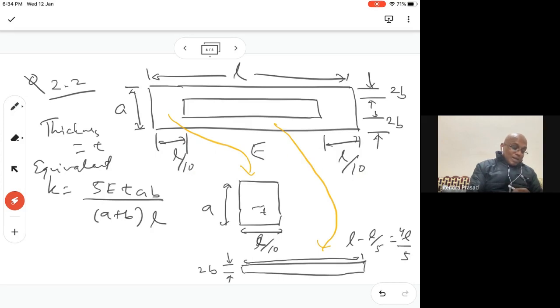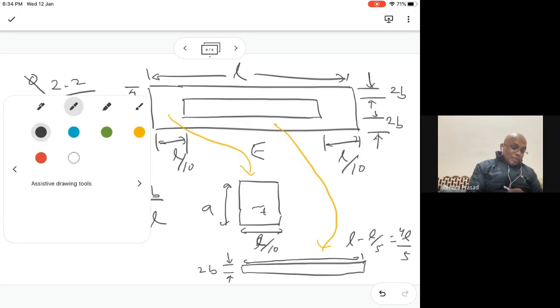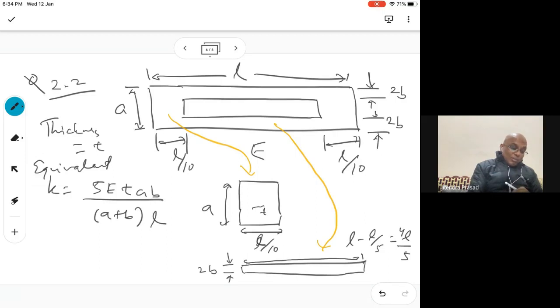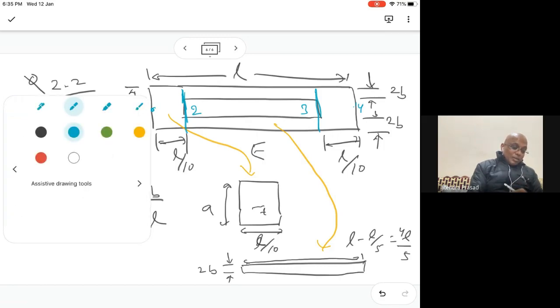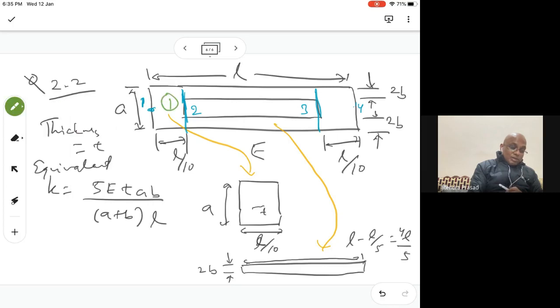So we have 4 elements, and we can also number them. We always start with the node number, so we can say this is node number 1, and this is node number 2, this is node number 3, this is node number 4. Now element numbers: this is element number 1, element number 2, element number 3, element number 4.